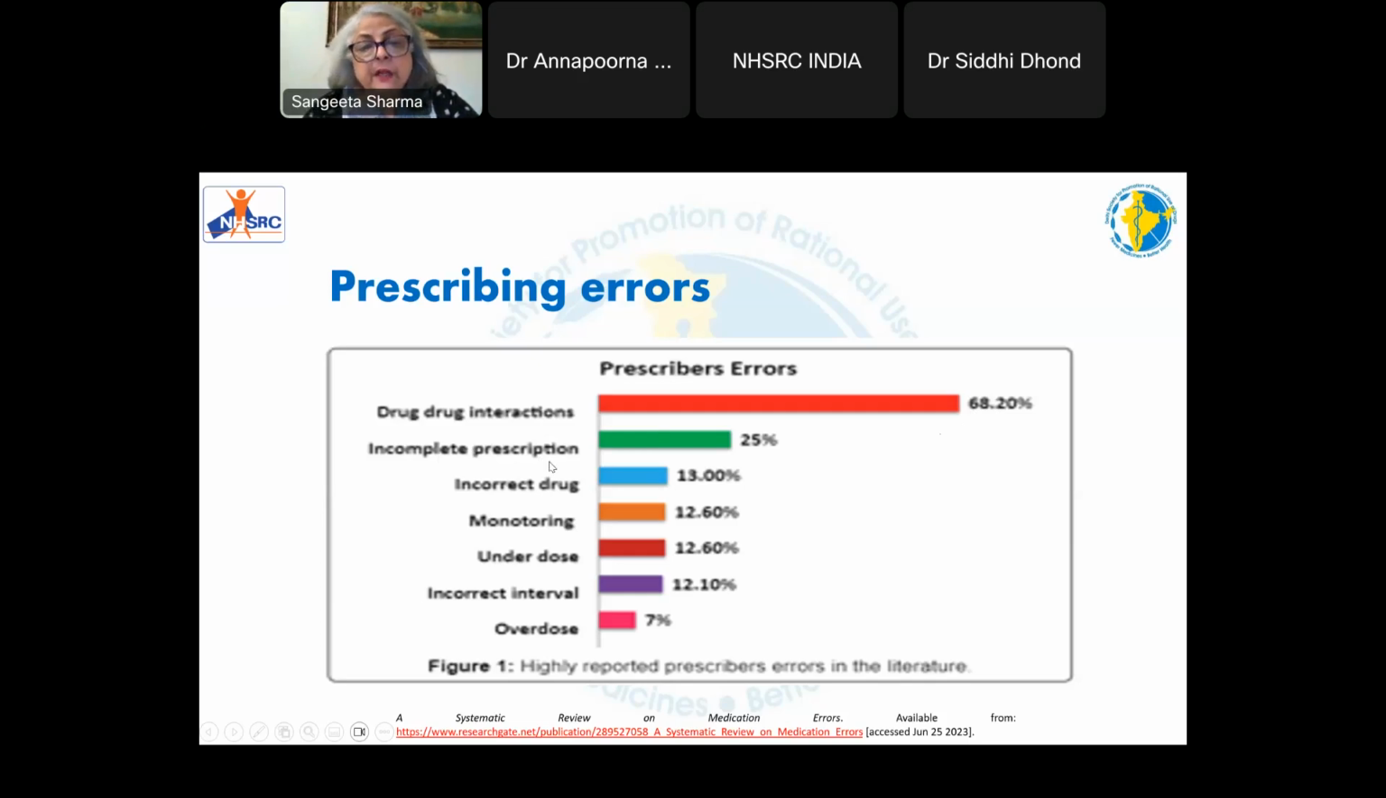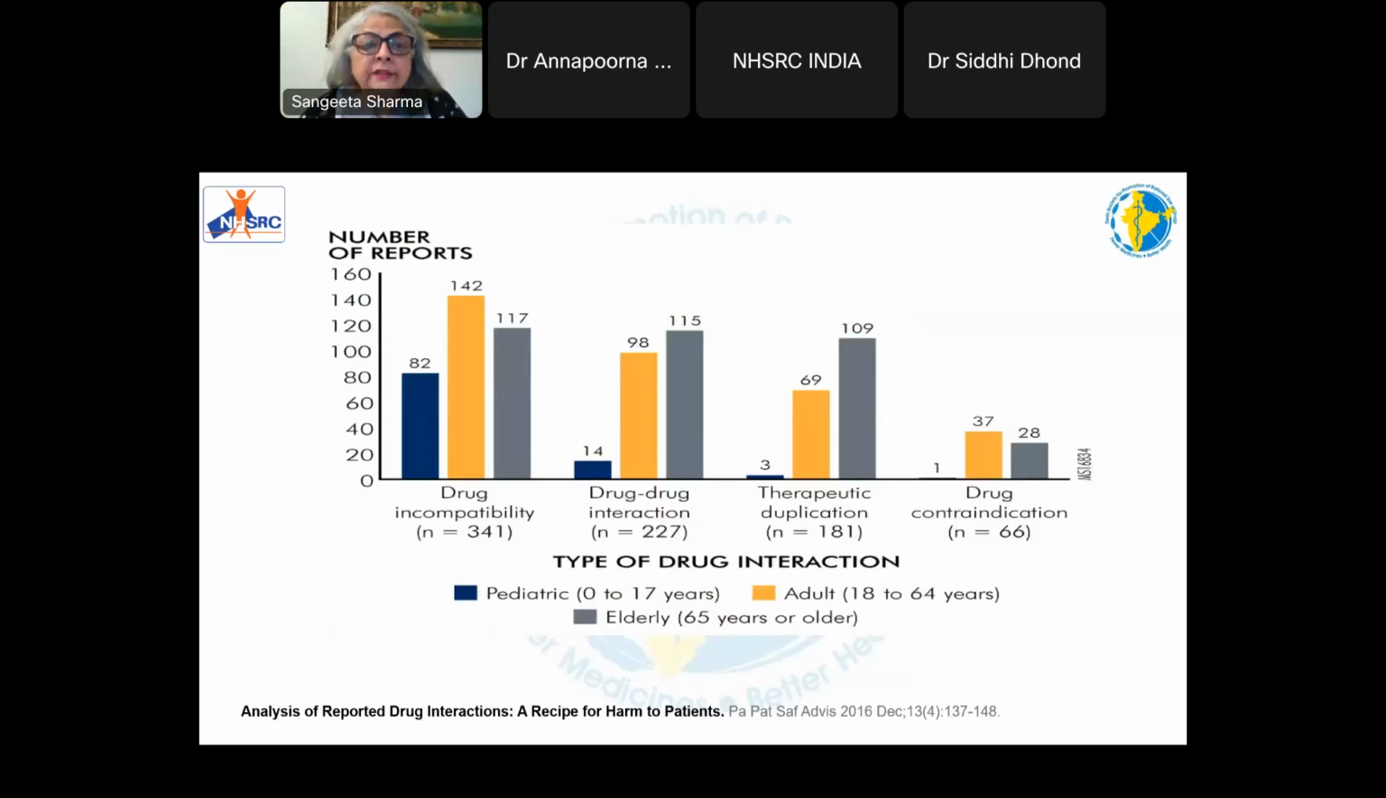Then, of course, incomplete prescription, incorrect drug, monitoring problems, underdose, interval, dose, duration, overdose. These were other factors which were reported as prescribing errors. And then there is another analysis of reported drug interactions. They gave it the title, a recipe for harm to patients.